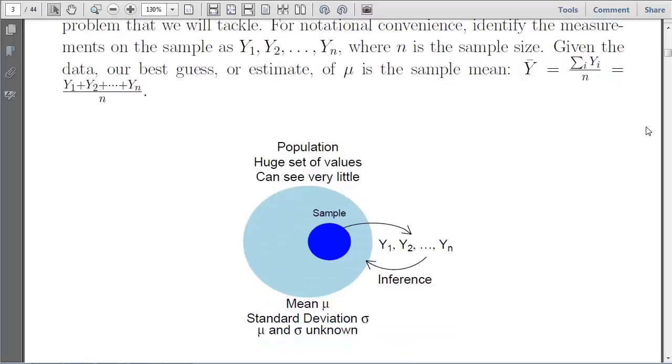And so the basic setup here is we've got a light blue circle, which is the entire population. There's a huge set of values there potentially, and it's hard to measure everything. That's why the US only takes a census every 10 years. And so instead, because we can see very little, we draw a sample. And this sample is a subset of the population. And how we sample is very, very important. We want to draw a sample such that it is representative of the entire population.